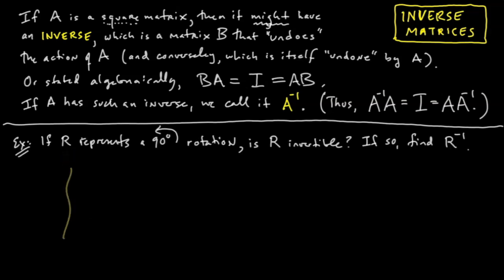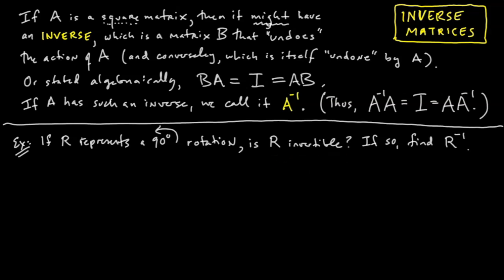If R is a matrix representation of a 90-degree counterclockwise rotation, and here I mean a rotation about the origin in R2, is that matrix R invertible? And if so, can we actually find what the inverse, R inverse, will be? Start with the first question. Is it invertible? Don't think about this algebraic stuff. R is a matrix. It represents a linear map. Can this linear map of 90-degree rotation be undone? If so, then R is invertible.